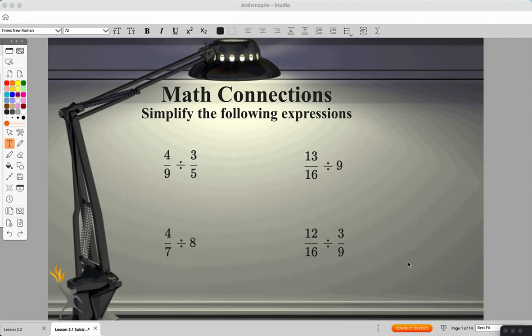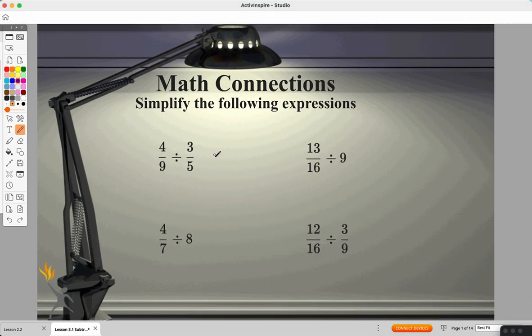So go ahead and pause the video, pull out a random sheet of paper, or use the whiteboard and solve these 4 problems. Okay. All right, when you're ready, you can start the video again and see what you come up with.